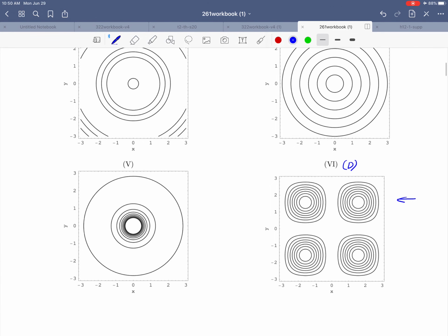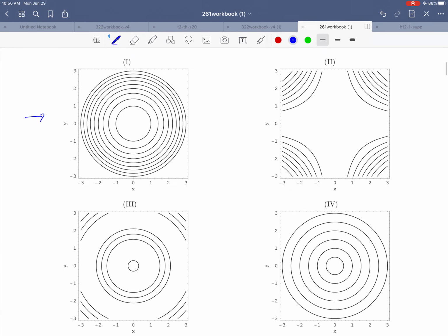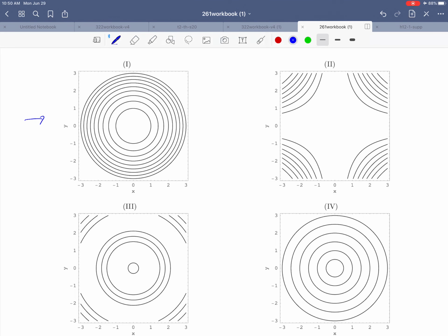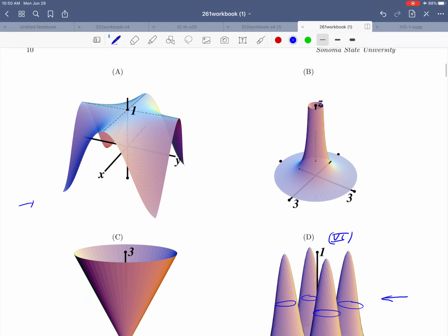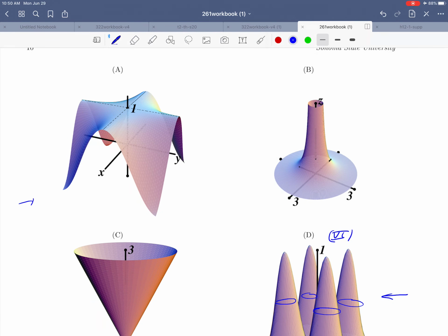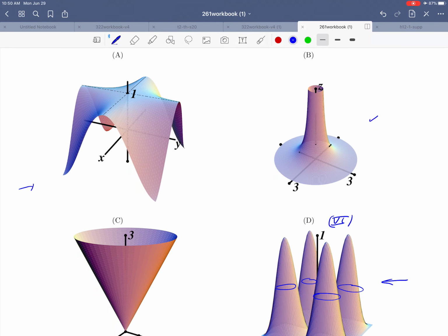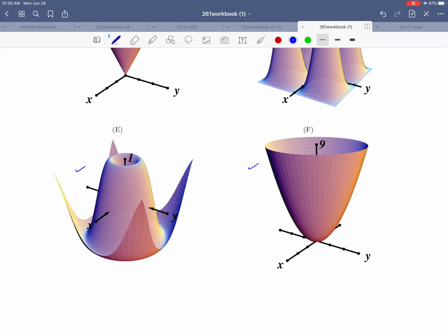Another thing we might notice here is that there are a lot of our contour plots that involve circles. For instance, this one, number 1, number 3, number 5, and number 4 and number 5, they all involve circles somehow. So if you look at the graphs, which of those graphs look like you would get circles if you took horizontal planes and intersected them? Well, I'm seeing circular slices for B, C, F, and E. Those seem to be the 4 graphs that would go with the 4 contour plots that we checked on the previous page.